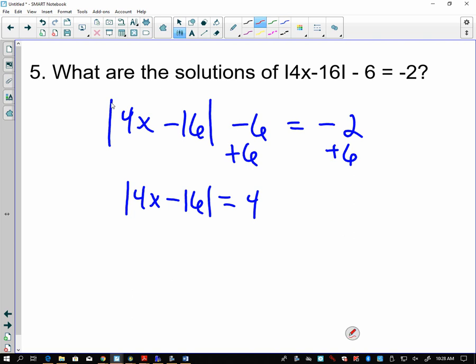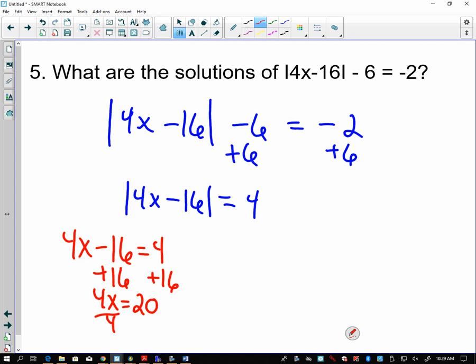No, I don't add 16. I do 4x minus 16 equals 4 without the absolute value. Okay, so you're adding 16, so you have 4x equals 20. Divide by 4. X equals 5. Done? No.